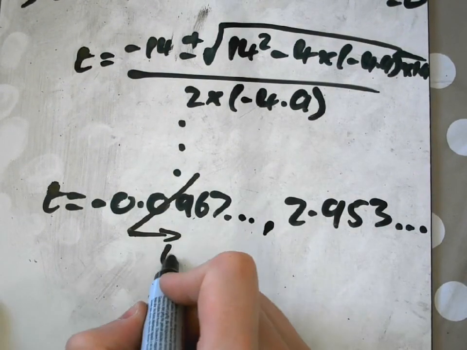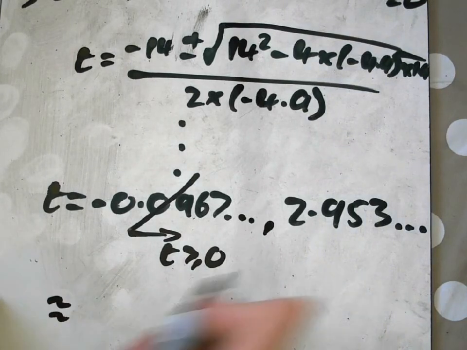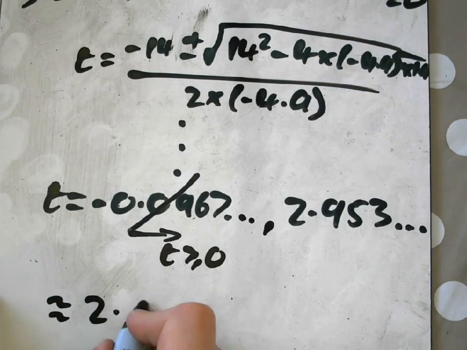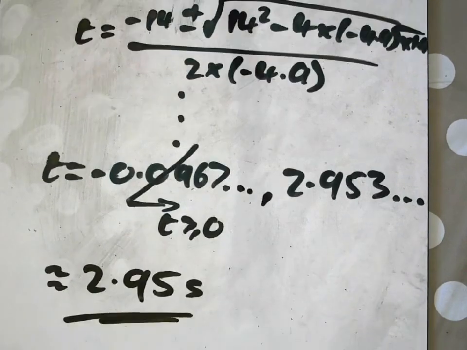Okay, however, we know that t has to be greater than or equal to 0, so we're going to ignore that negative value there. Okay, what we're then going to do is just round this, and let's call that 2.95 seconds. Okay, and there's example 2. Okay, gravity problems in 1D. Have a look at the notes for further guidance.